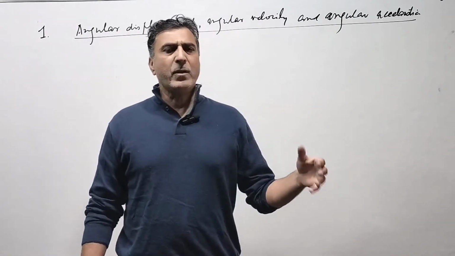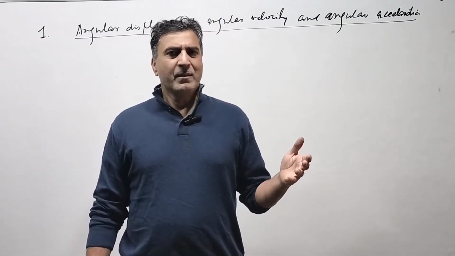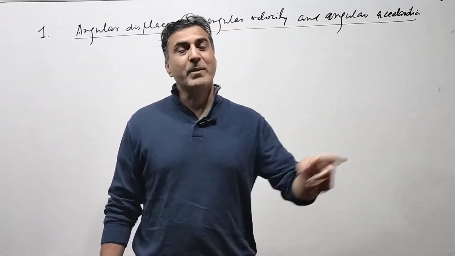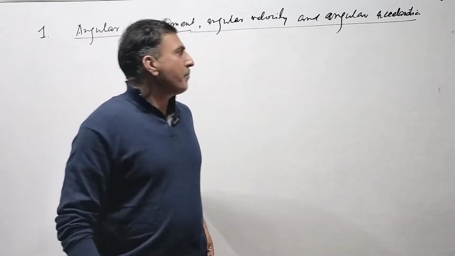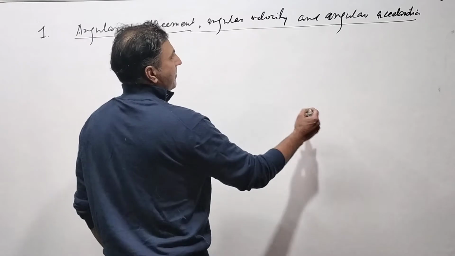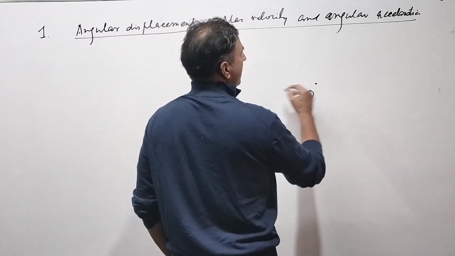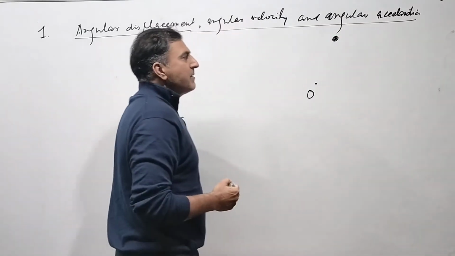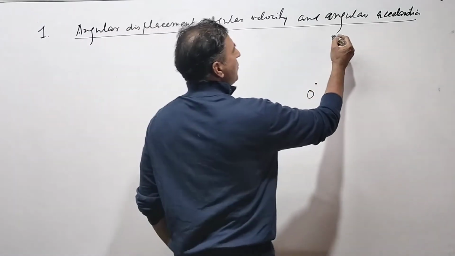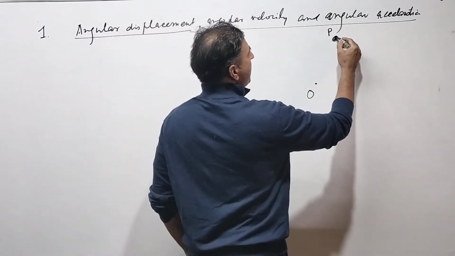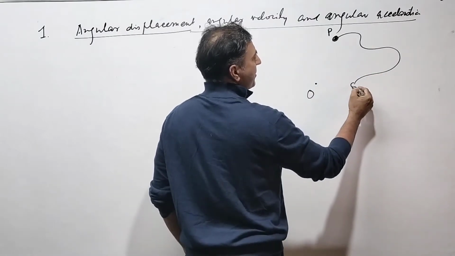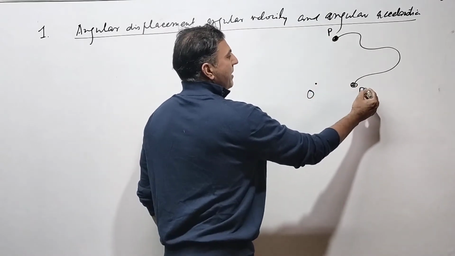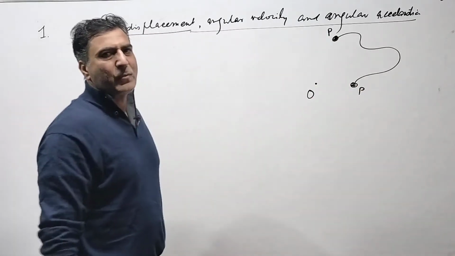If somebody asks you what is the angular displacement, that's not a valid question. He must ask you what is the angular displacement of any object about a fixed point. So first of all, we need to take a fixed point here. Let me take a fixed point here, O. And here is the object which moves in space. Let this particle P move like this and it reaches here. What is its angular displacement about this O? That is the question.